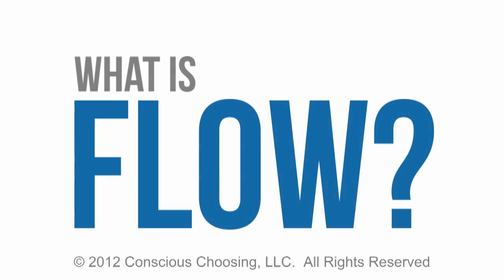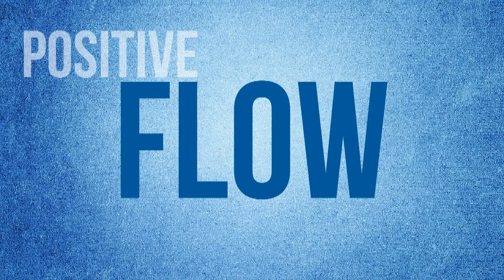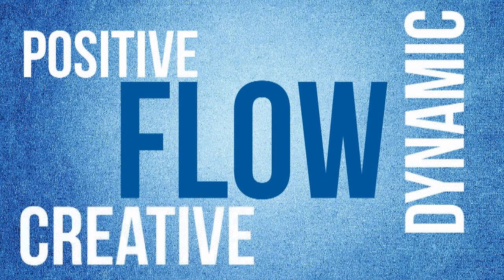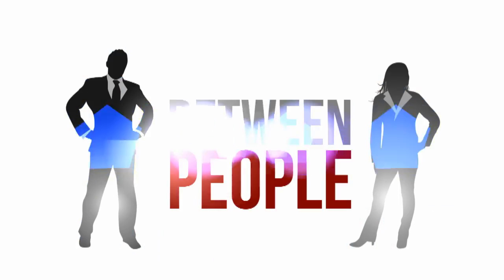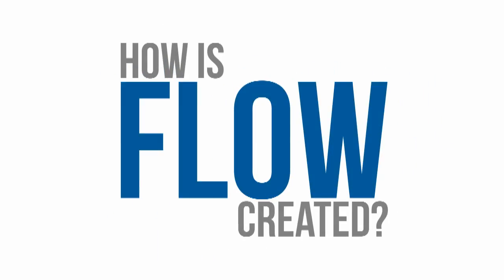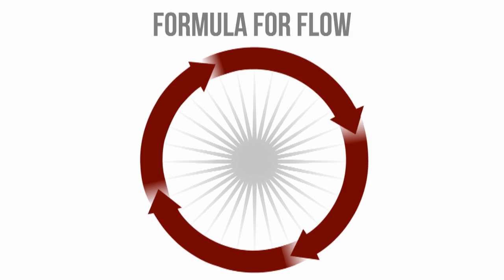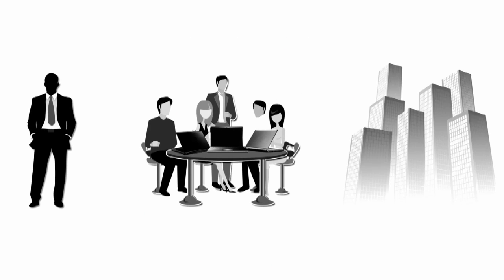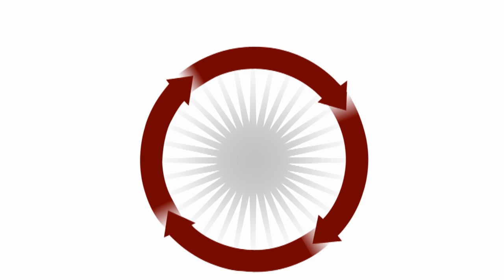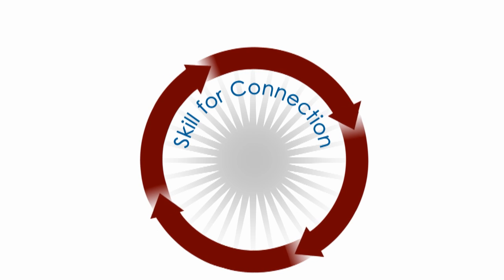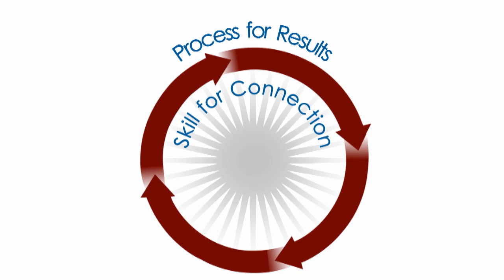What is flow? Flow is the positive, dynamic, creative, forward-moving energy between people. How is it created? Through something we call the formula for flow. The formula for flow is a model that, when used, will create consistent and sustainable results for individuals, teams, and organizations. It consists of a skill for connection and a four-step sequential process for results.